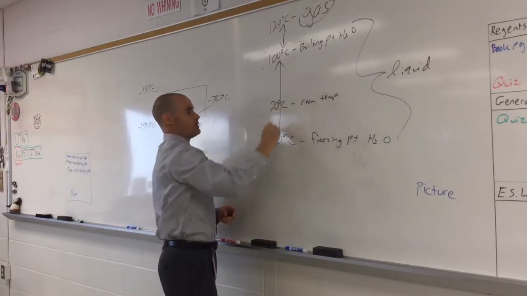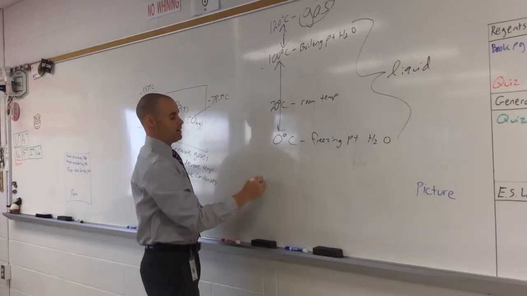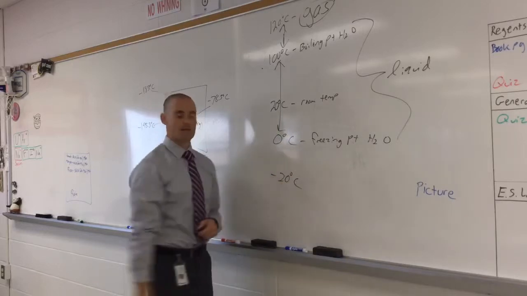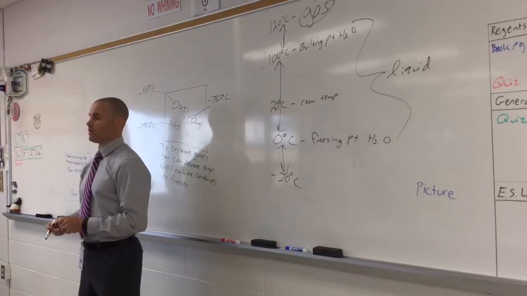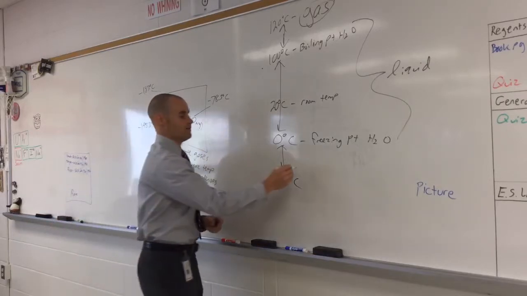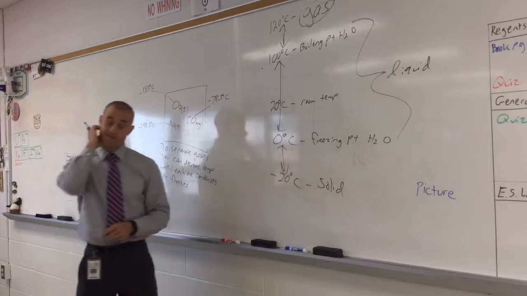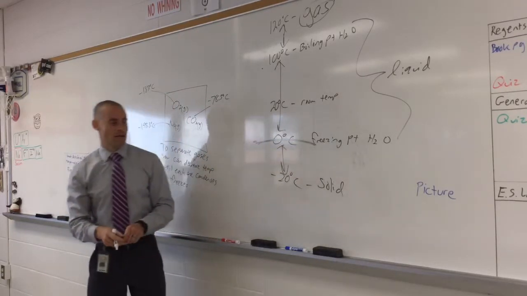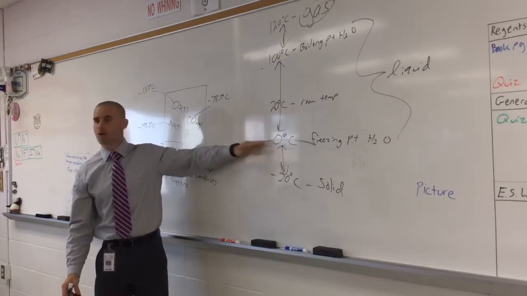From 100 to 0, it's a liquid. Let's say we chill the temperature in here, right? We chill it to negative 20 degrees Celsius. So from 0 to negative 20, what physical state would water be? Solid, right? It would be a solid. So at 0, it's going from a liquid to a solid, or a solid to a liquid, depending on which way we're going.